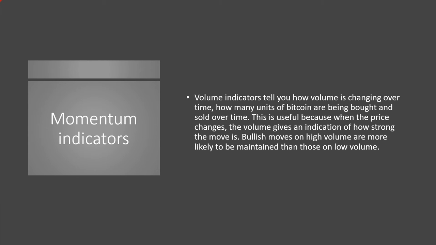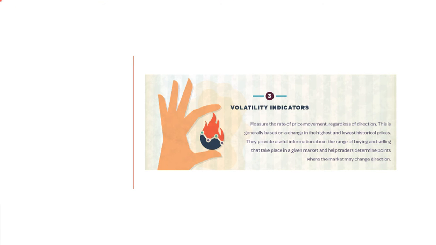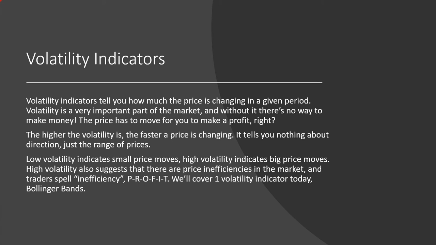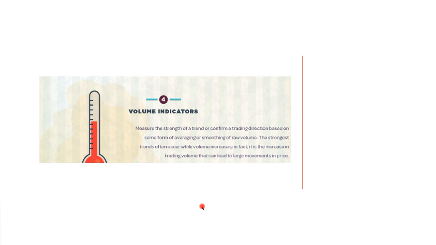Then we have volume indicators and volatility indicators. Volatility indicators tell you how much the price is changing in a given period of time. Don't you want to know if that price is bouncing up and down and up and down and making big moves? Low volatility indicates small moves. High volatility indicates big price moves. So sometimes when the markets are very volatile, you can get in very low and it's going to bounce up to a high very quickly, and you can get profit and get out of the market. And I mentioned volume indicators. Volume indicators measure the strength of the trend or confirm a trading direction based on some sort of averaging or smoothing of the volume being traded.